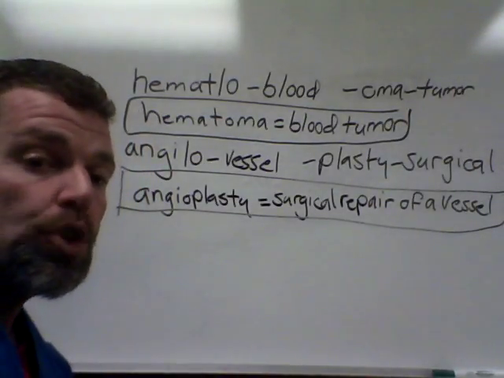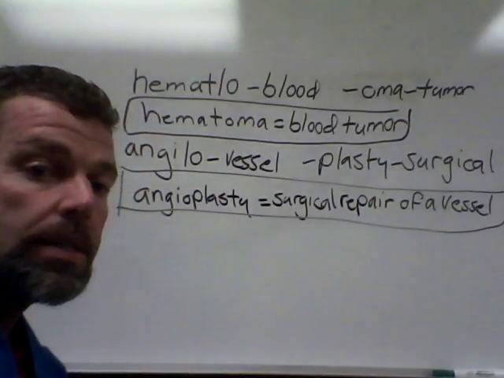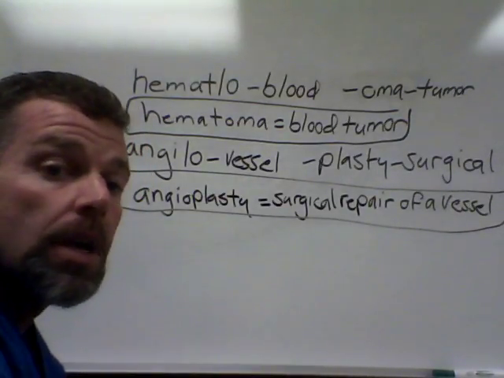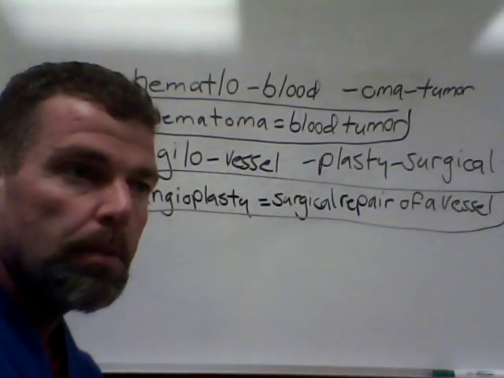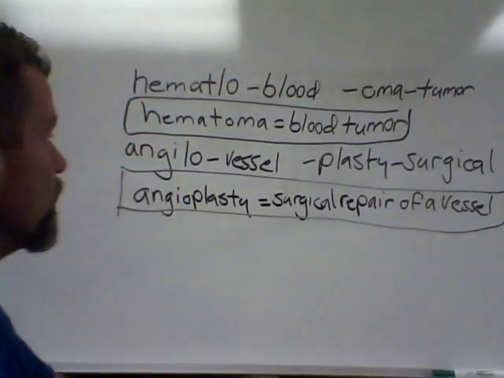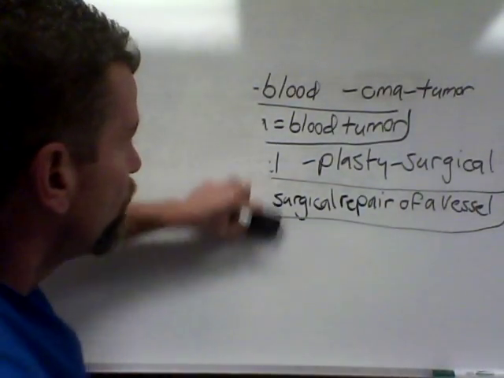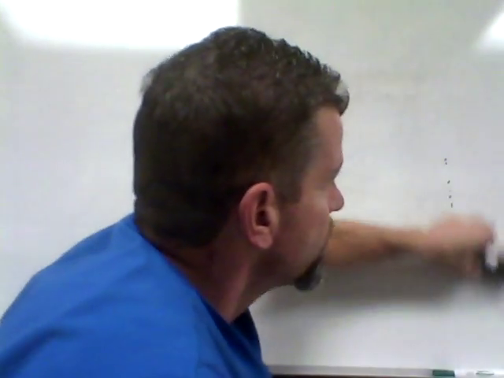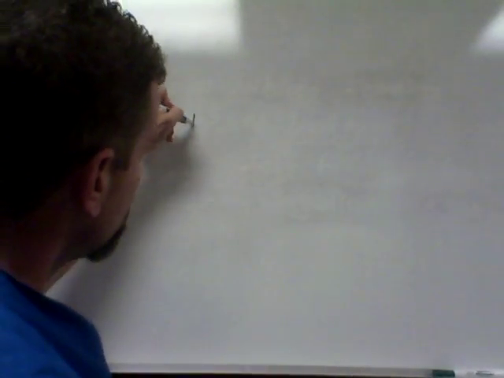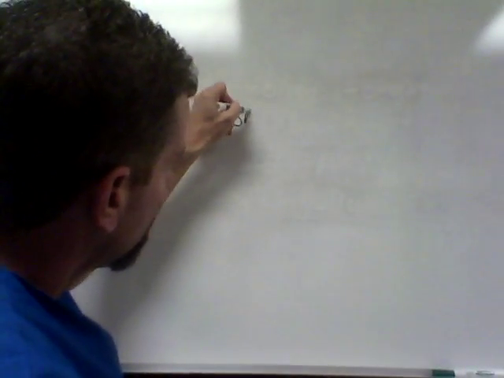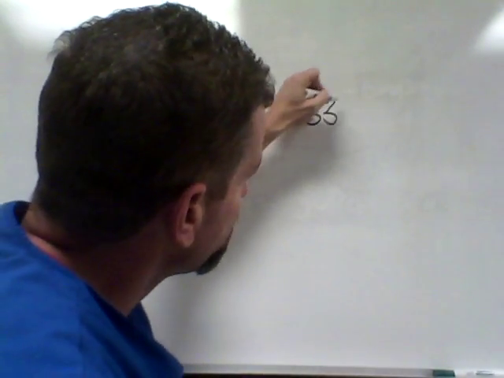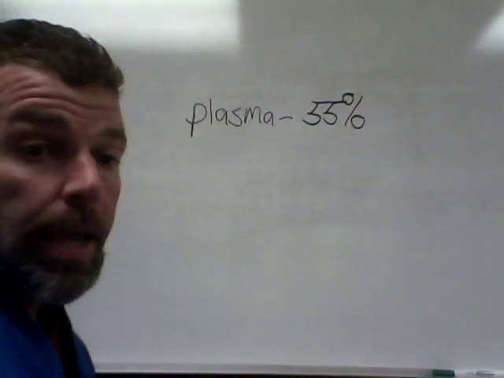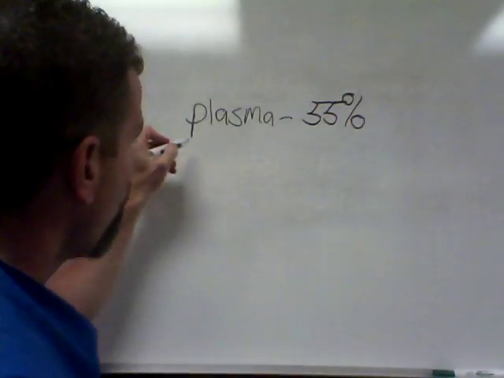Now, these are just a few combining forms and suffixes which you may find are logically going to be attributed to the blood and the vessels associated with moving the blood. But the blood itself is going to be composed of two components: plasma, which is about 55% of whole blood volume. And the biggest component of plasma is water.